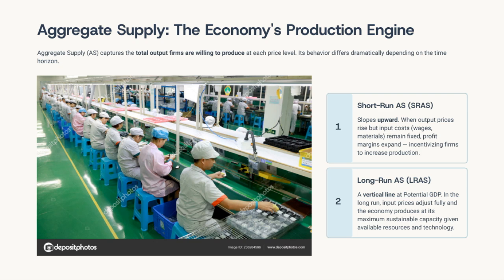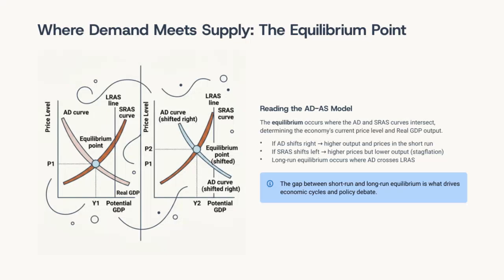Finally, all of this ties back to our overall theme. Aggregate supply is essentially the economy's production engine. It's what drives the output level depending on price changes and time horizons, helping us understand how the economy responds to various shocks and policies over different periods. So the gap between short-run and long-run equilibrium is really what drives economic cycles and sparks policy debates.